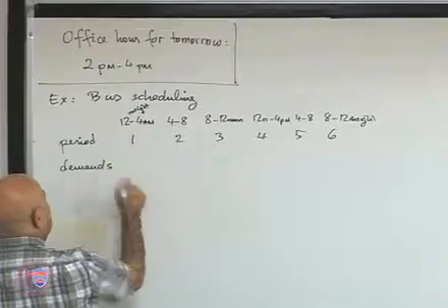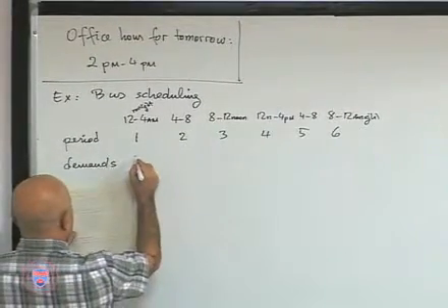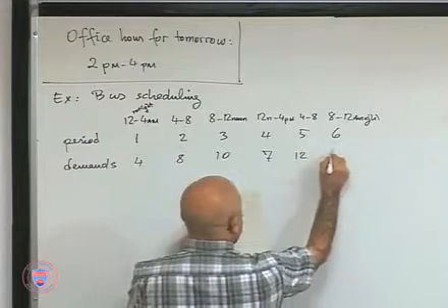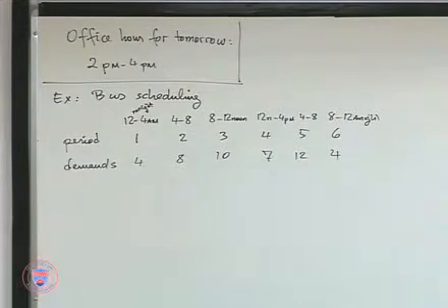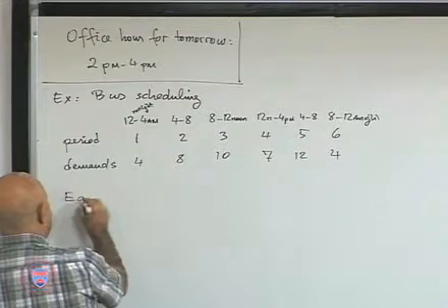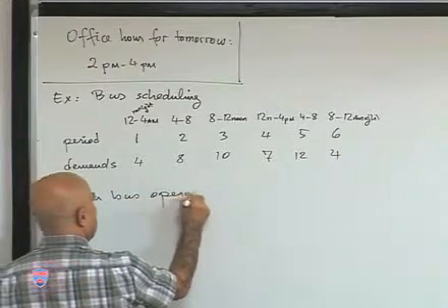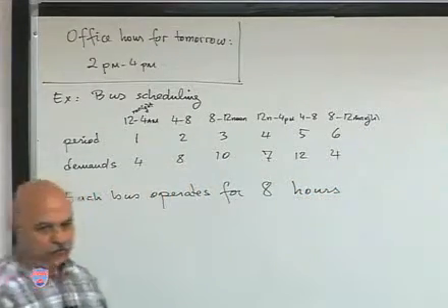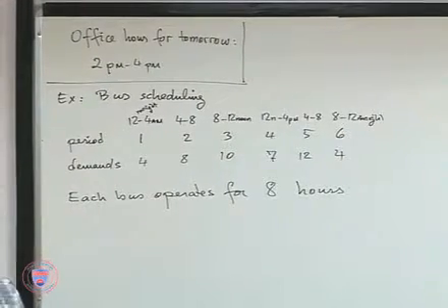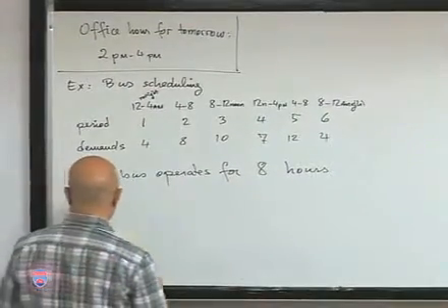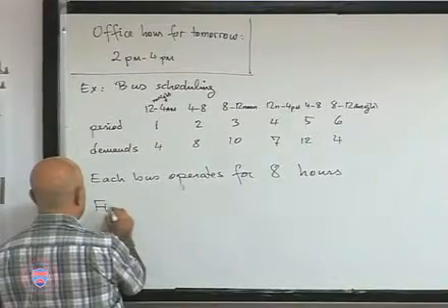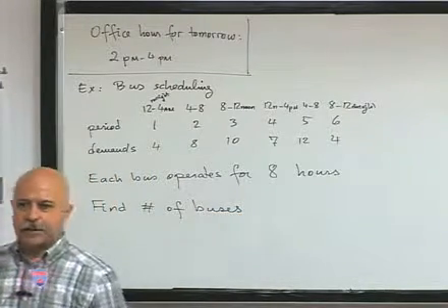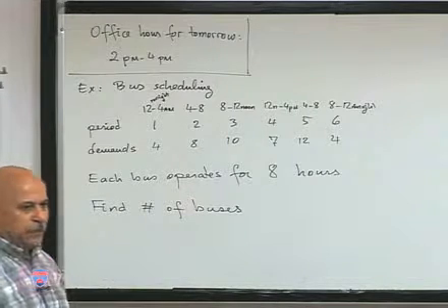We've got demands for the buses. These are average number of buses you need. We've got 4, 8, 10, 7, 12, and 4 in these periods. Each bus operates for 8 consecutive hours. Of course, you schedule the bus at the beginning of a period, and then it just goes on for 8 hours. Find the minimum number of buses to operate this system on a daily basis.